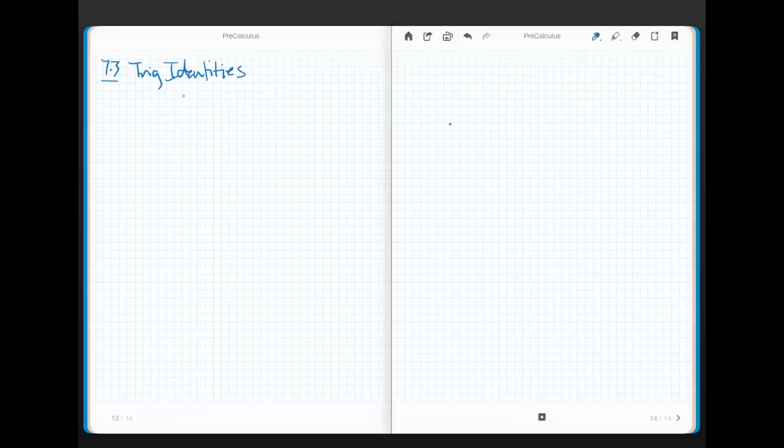Probably the most fun section, I think, in the trig stuff is trig identities. At least it is for me. Some people hate them. I love them. I think they're a hoot. Whoops. Sorry, I'm erasing over here.